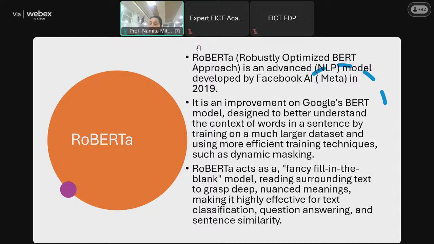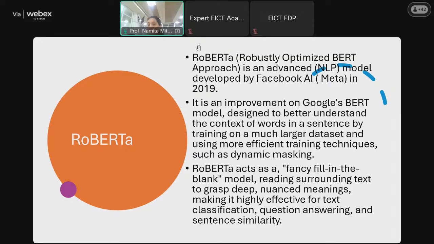Why do we take a bigger data set, or a huge data set, or a massive data set? Because the more the data, the more features we can incorporate. So we can have the relationship between the words. If we have less data, we can miss the information. If we have more data, we can incorporate the context, concepts, and the relationship amongst the words. That is what is needed in natural language. So it uses more efficient training techniques such as dynamic masking.